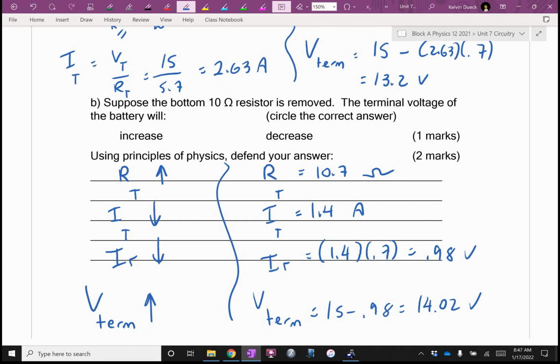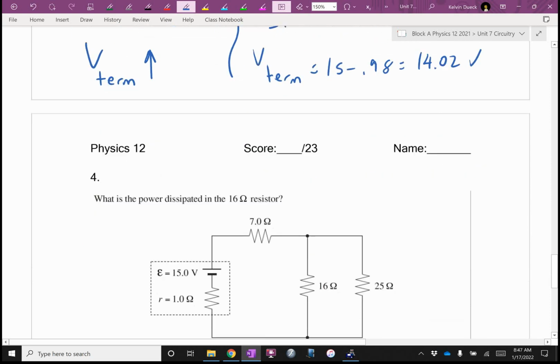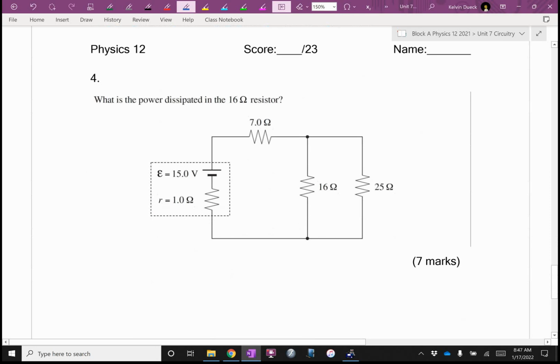So increase or decrease? 1 mark if you circled increase. And then if you solved it, I would give you 2 out of 2. Or if you said something like that, I would give you 2 out of 2. Number 4. What's the power dissipated in the 16 ohm resistor?